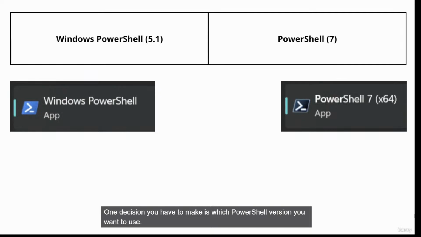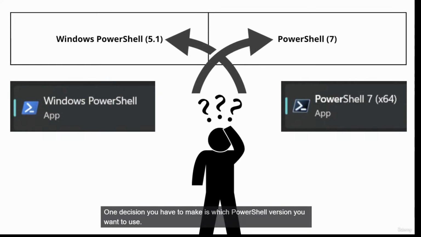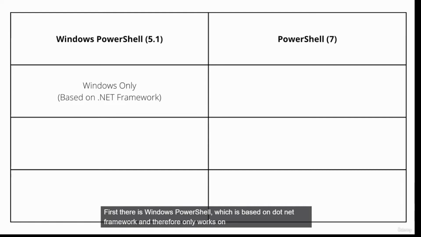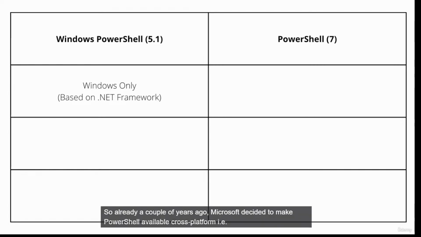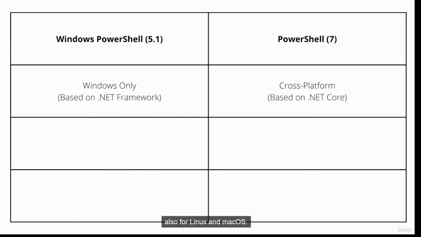One decision you have to make is which PowerShell version you want to use. First, there is Windows PowerShell, which is based on .NET Framework and therefore only works on Windows. The latest version is Windows PowerShell 5.1, which is pre-installed on Windows client and server operating systems. In 2018, so already a couple of years ago, Microsoft decided to make PowerShell available cross-platform, i.e. also for Linux and macOS.